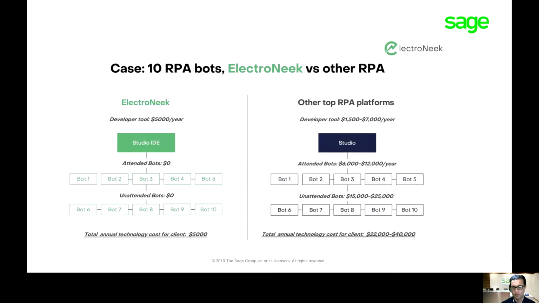Then you look at someone like UiPath, Automation Anywhere, Blue Prism, Pegasystems. You get the developer tool, which costs anywhere from $1,500 to $7,000 a year. Then you have to pay additional fees for attended bots, $6,000 to $12,000, depending on 5 to 10 bots. Then you've got another 5 unattended bots, which can be another $15,000 to $25,000. As you'll see, those bots cost different, attended versus unattended bots. So the total annual technology cost for a client here is closer to $22,000 to $40,000. So it's important to understand how many attended bots you would need, how many unattended bots. And you also want to make sure about the implementation costs. Those are some things that we'll talk about here in a minute, but you want to factor those in as well.